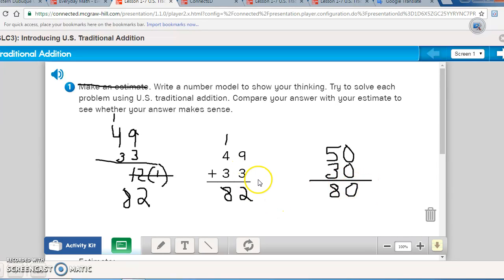When I did traditional addition, US addition, I just put 9 plus 3 is 12. I put the 2 down, carry the 1, and 4 plus 1 is 5, plus 3 is 8, so 82.